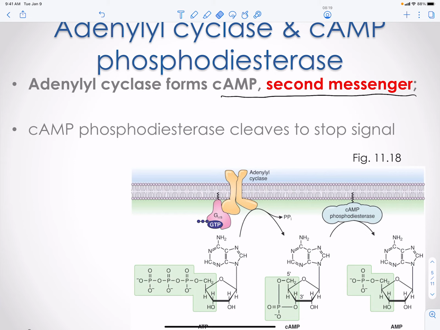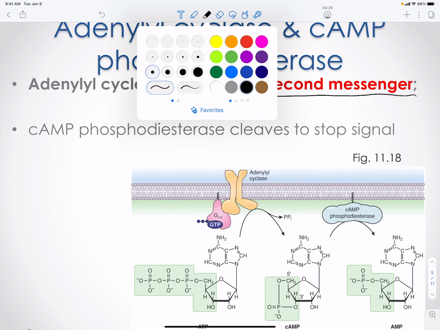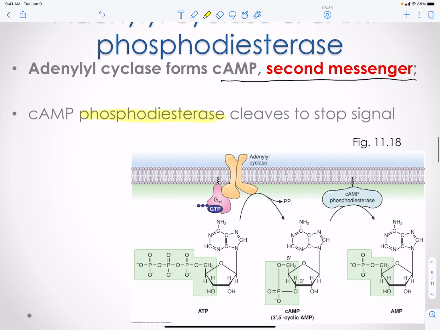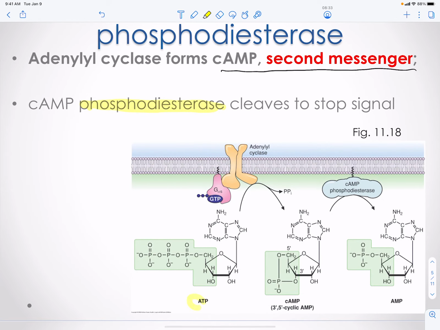You have a cyclic AMP phosphodiesterase, and this is what's going to turn off this cyclic AMP, so it breaks cyclic AMP down. So basically, you start with ATP, you then are going to generate cyclic AMP through adenylyl cyclase, and then cyclic AMP phosphodiesterase is going to turn cyclic AMP into AMP, and this turns off. So this is on, and then this one is off.